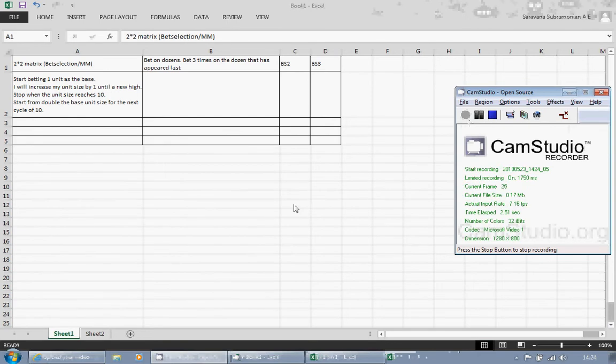Now comes the fourth bit. We have got an idea, we have got a bit selection, we have got a money management principle. Now comes the fourth bit, which is testing.